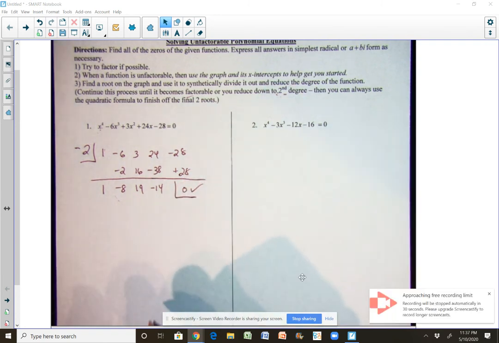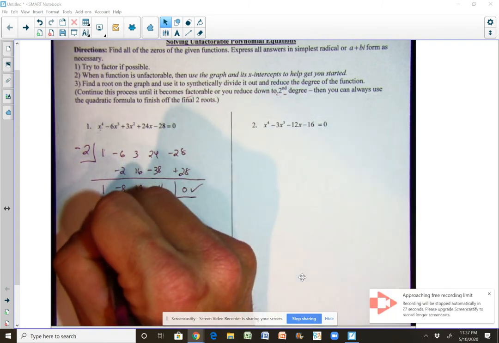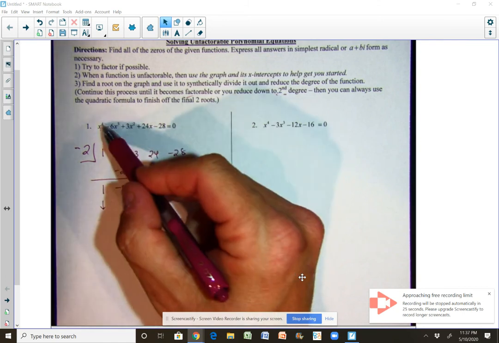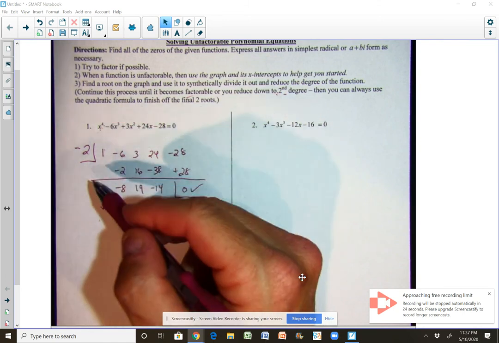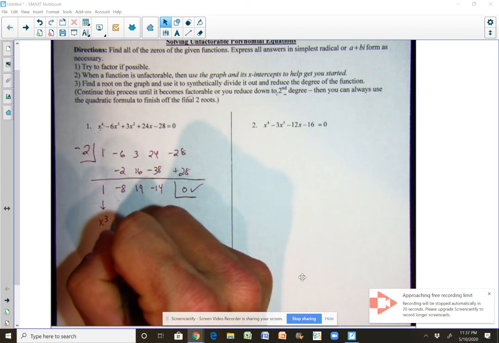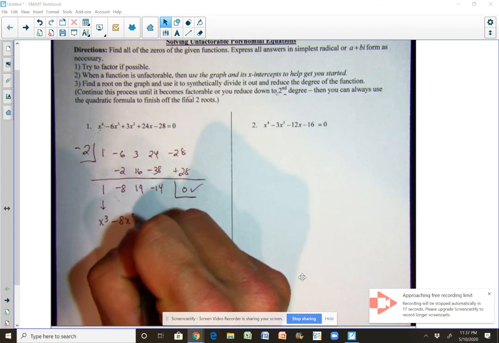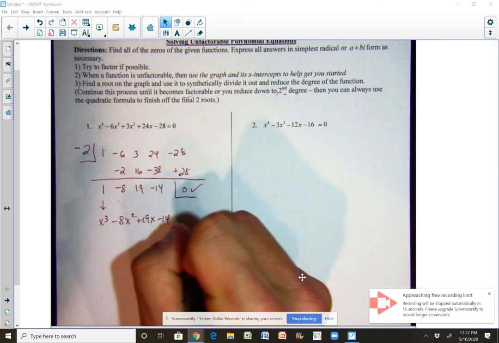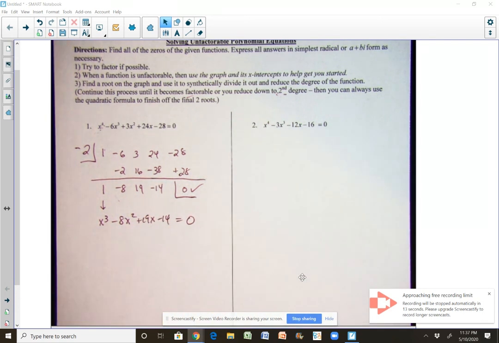It's what we expected. So what this means right here is we changed a fourth degree down to a third degree by dividing out. And so we're left with x cubed minus 8x squared plus 19x minus 14. And I'll pick up on the next video with how to continue finishing this out.